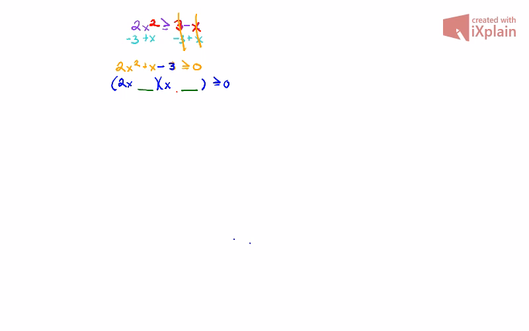But when I FOIL it out, the outer and the inner portion of the FOIL, I want them to add to a positive x. So I'm going to go ahead and try a positive 3 here and a minus 1 here.